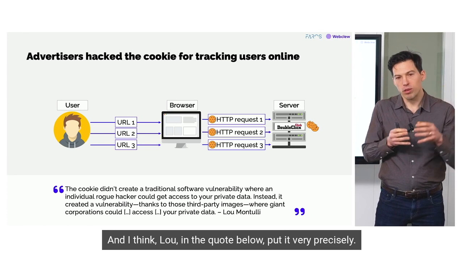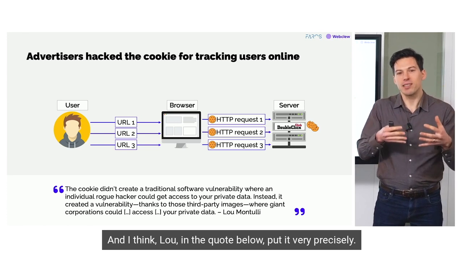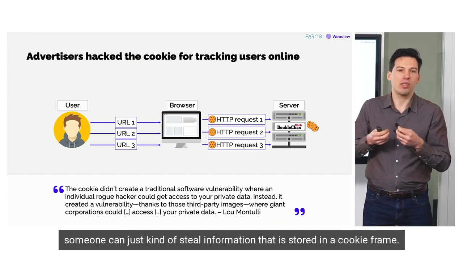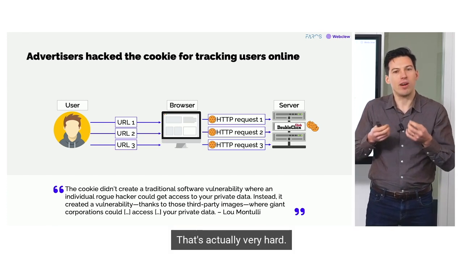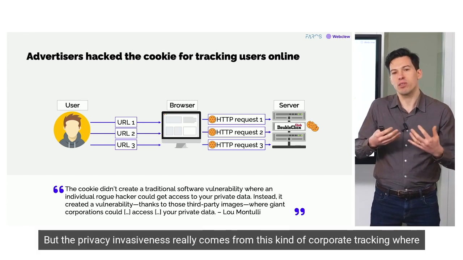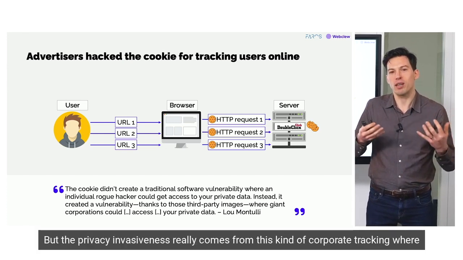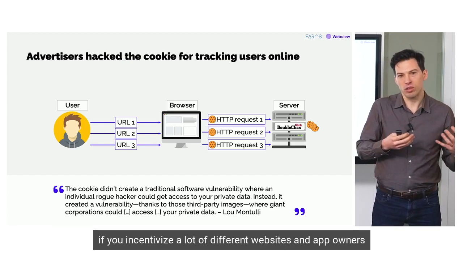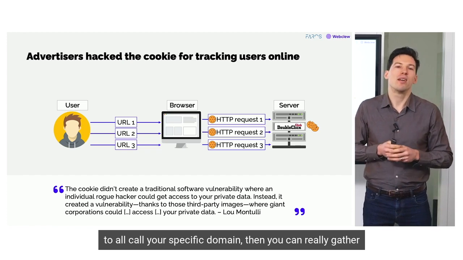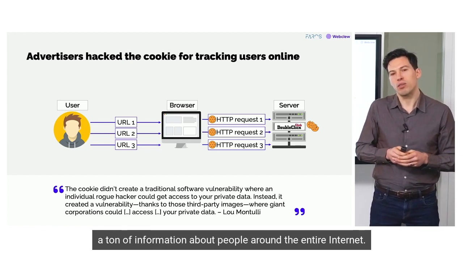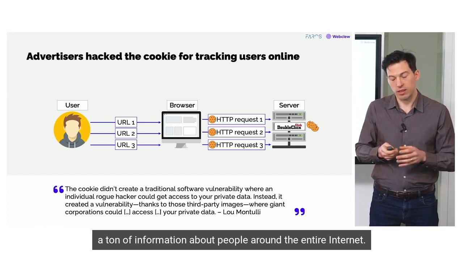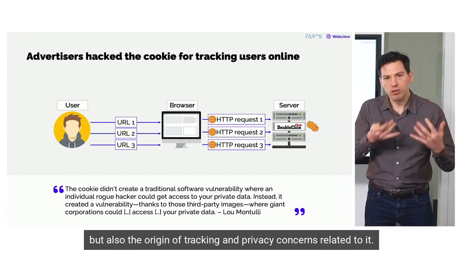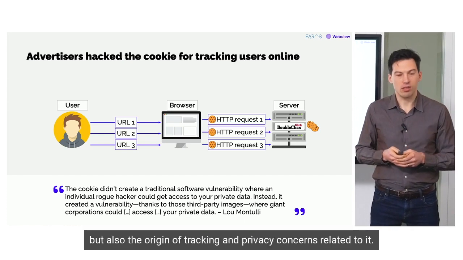And I think Lou, in the quote below, put it very precisely. It's not the type of vulnerability where someone can just steal information that is stored in a cookie from you. That's actually very hard. But the privacy invasiveness really comes from this kind of corporate tracking, where if you incentivize a lot of different website and app owners to all call your specific domain, then you can really gather a ton of information about people around the entire internet. And this is really the origin of advertising, but also the origin of tracking and privacy concerns related to it.